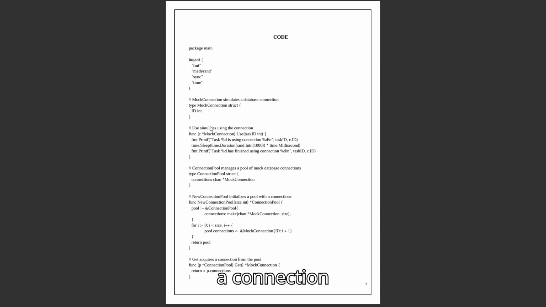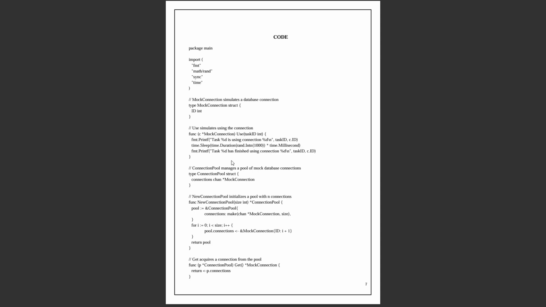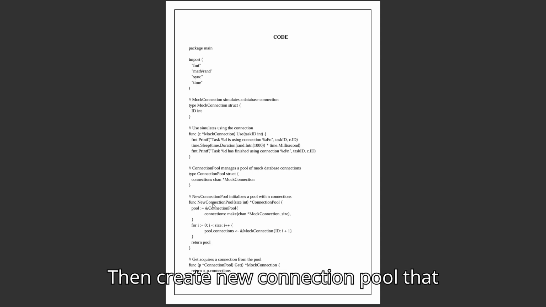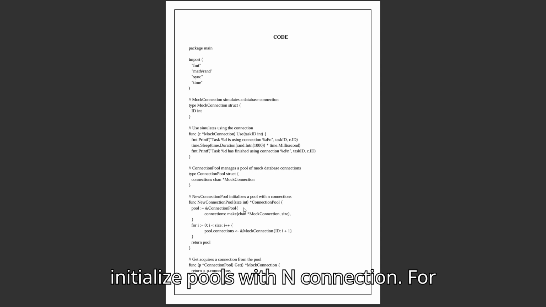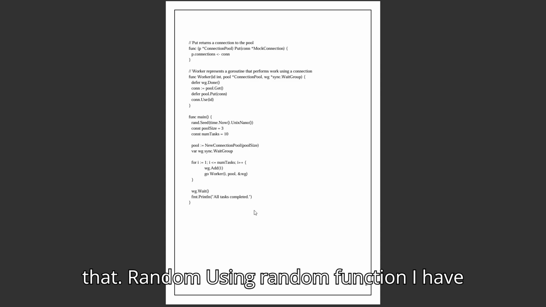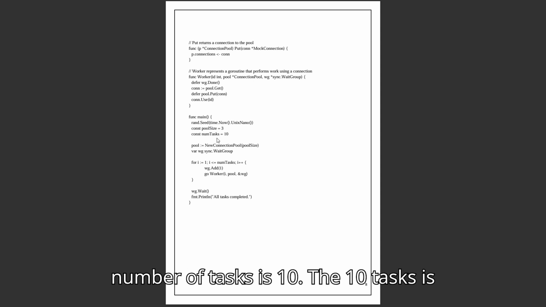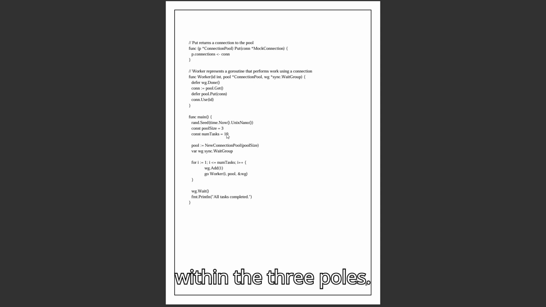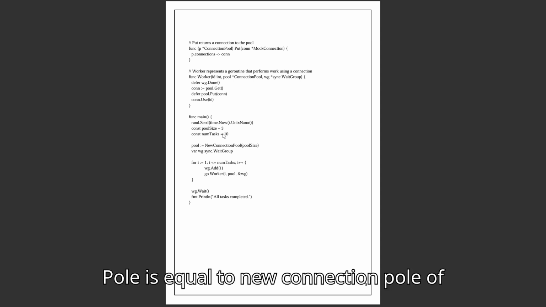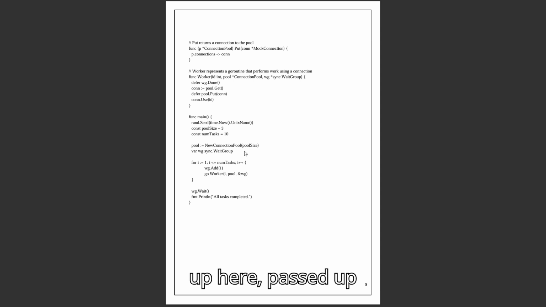Then create a connection function. Then NewConnectionPool initializes the pool with n connections. For example, in the main function I have used the random function to get a random time, and I initialized pool size as 3 and number of tasks as 10. The 10 tasks are split within the 3 pool connections. Pool is equal to NewConnectionPool of pool size. The pool size will be passed up here.